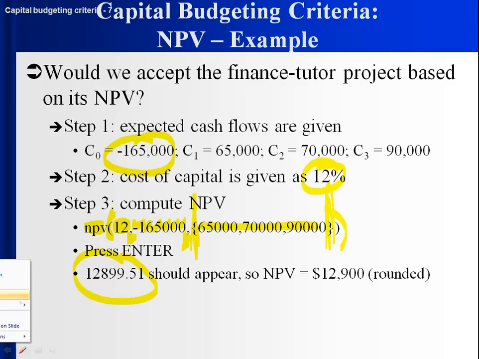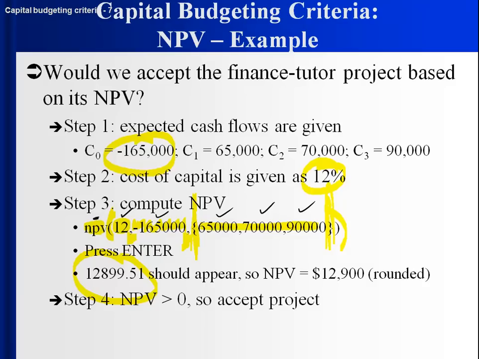And so let's just go real quick. So NPV says, hey, let's find the NPV when the cost of capital is 12 and our cash flows are negative 165 at time 0, 65 at time 1, 70 at time 2, and 90 at time 3. So you would accept the project. NPV is positive.